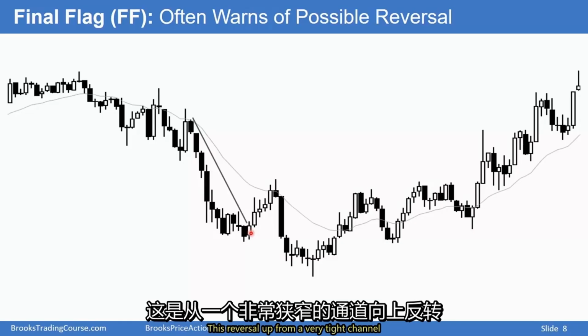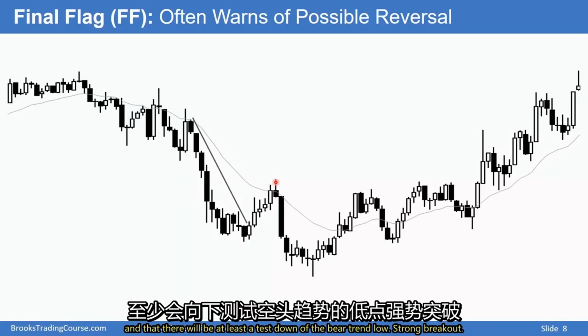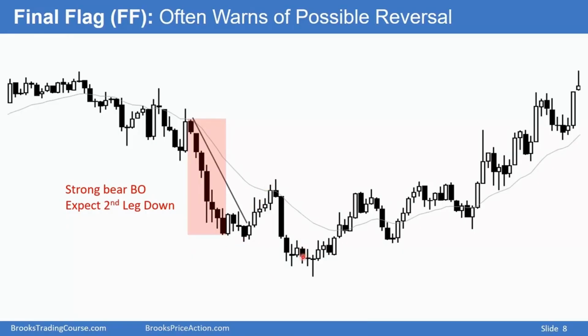This reversal up from a very tight channel, probably minor, so you assume the reversal up will be a bear flag, and that there will be at least a test down of the bear trend low. Strong breakout, expect at least a second leg down, pullback, second leg down.